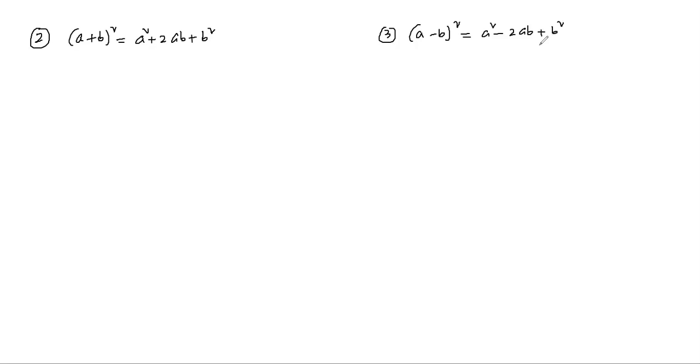Now I'll pick up the number 2 identity, which you also got earlier. That is (a plus b) whole square is equal to a square plus twice ab plus b square. I want to take two identities together because they are like brothers and sisters: (a minus b) whole square is equal to a square minus twice ab plus b square.